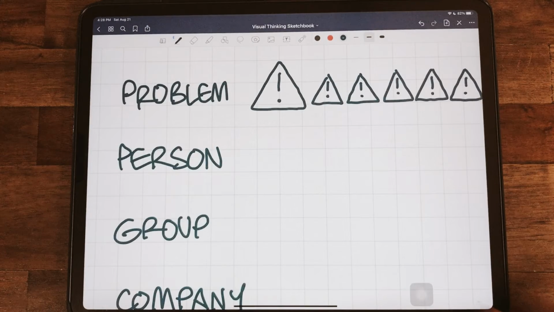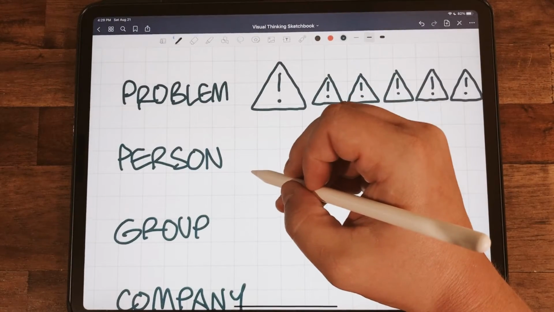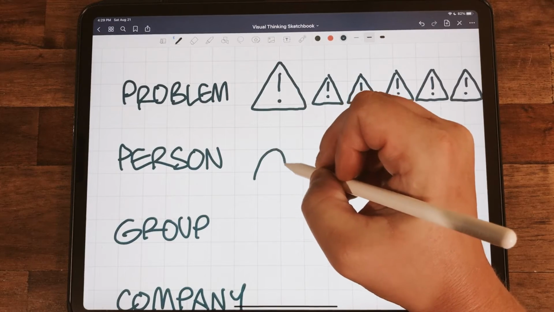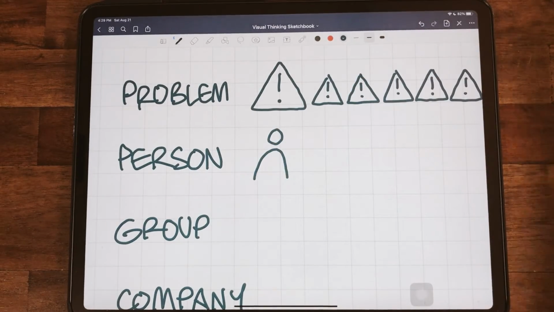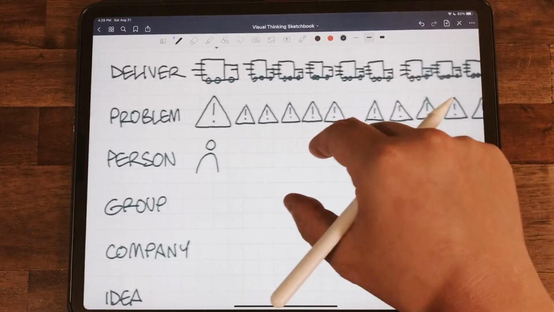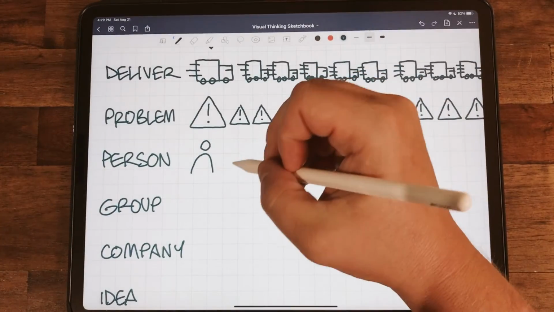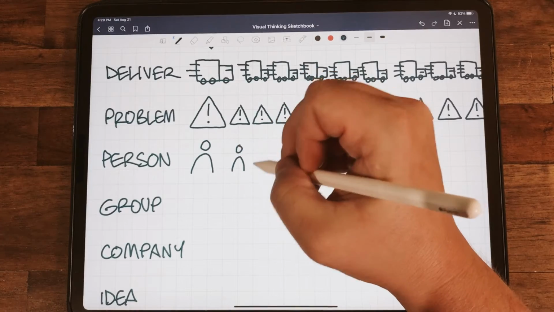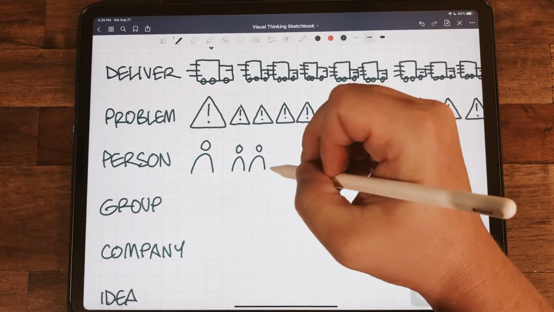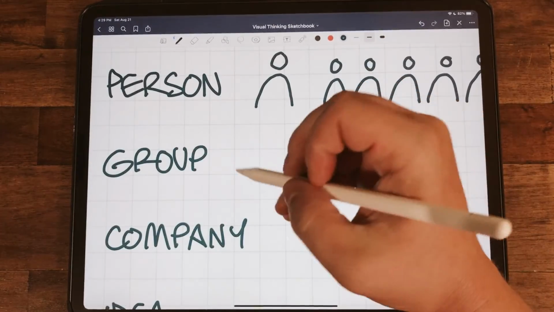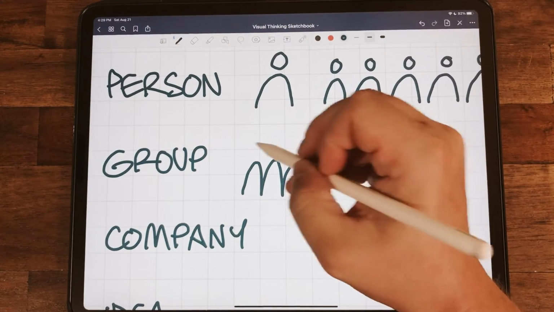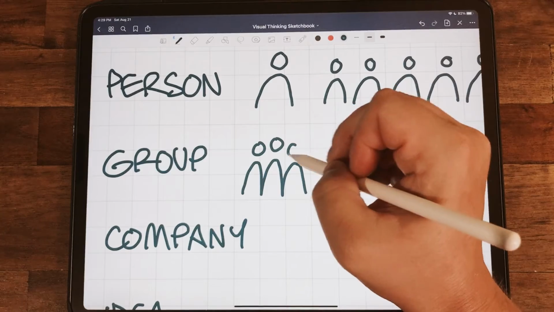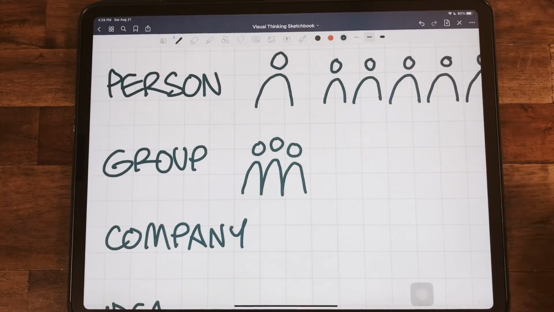For person, we're going to go real simple. Draw an upside down U and then draw a circle above it. Draw 15 of these. For a group, draw 3 upside down U's and then draw 3 circles above it, 1 above each U. Draw this 15 times.